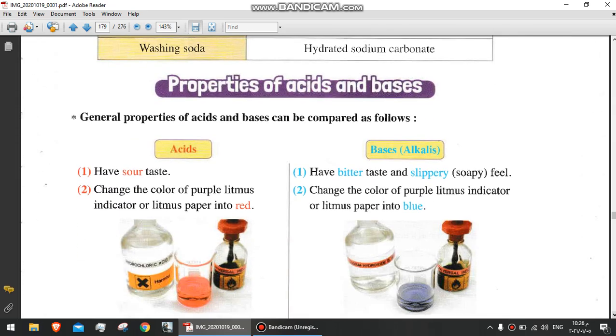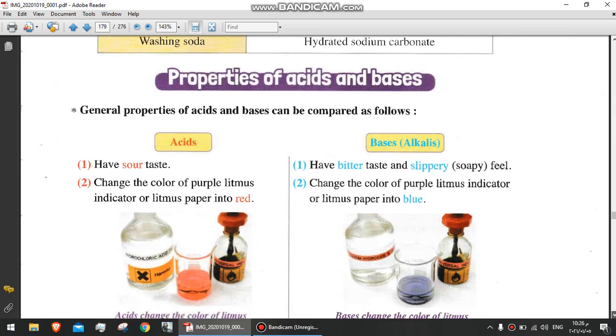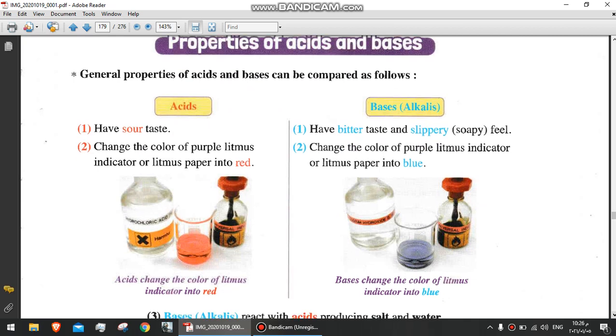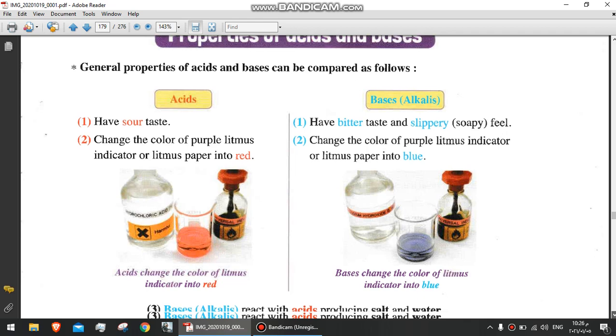Now, what are the properties of acids and bases? General properties of acids and bases: acids have a sour taste, while bases have a bitter and slippery taste. Acids change litmus paper into red, while bases change litmus paper into blue. And bases react with acids to form salt and water. That reaction is called a neutralization reaction.